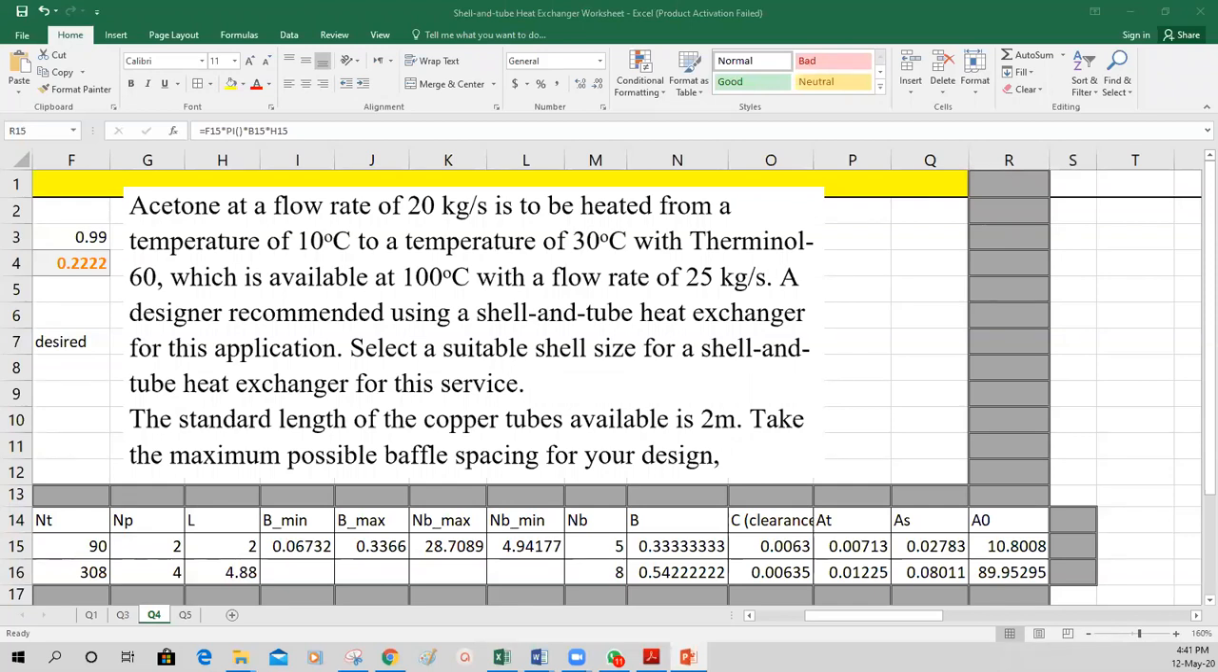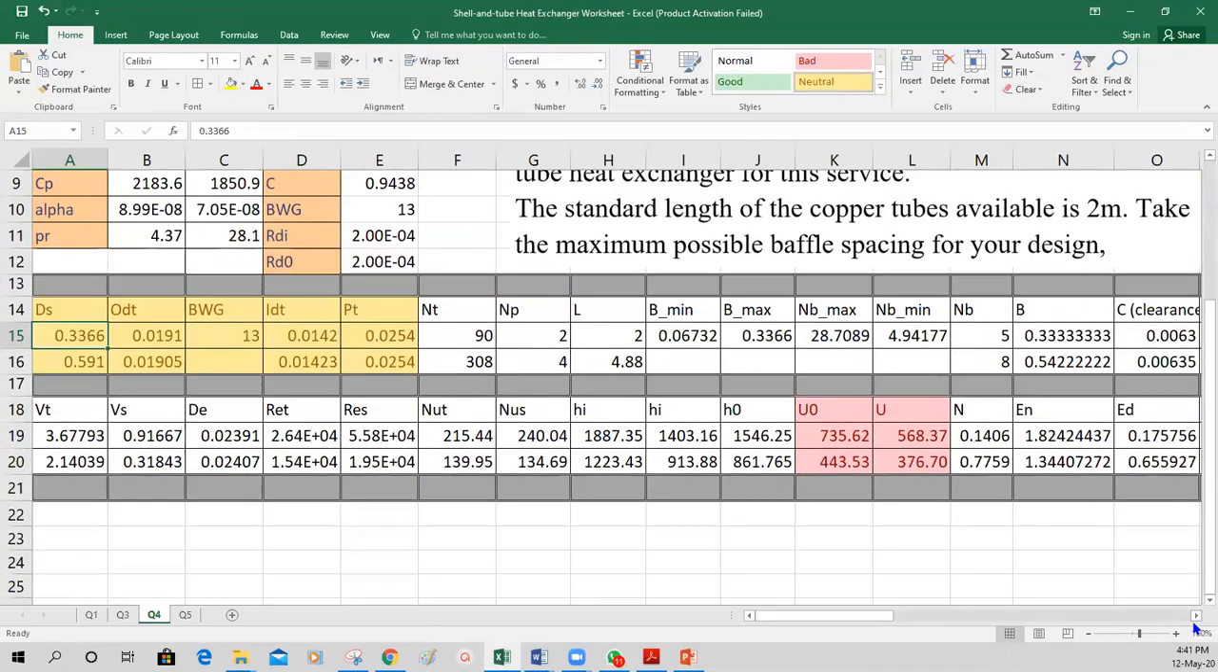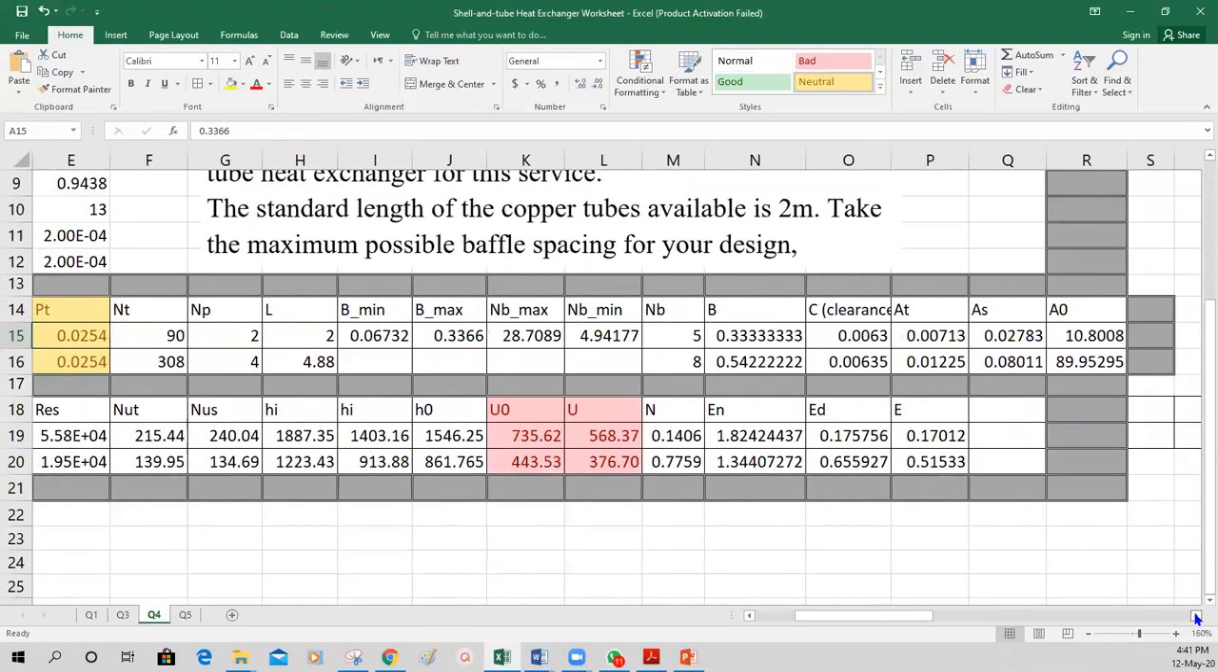What's the shell diameter, doctor? 336 millimeter. The shell diameter is not used here. What do you want to calculate? AS, the shell side area. Yes, 336.6 millimeters is the shell diameter, and this one is 0.3366 meter. Find the area, 10.8. Okay, good.